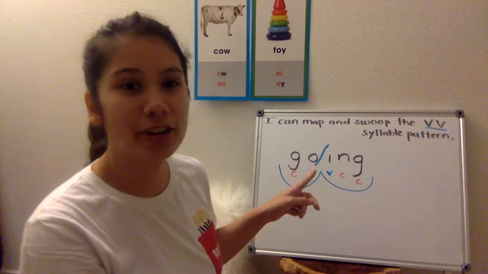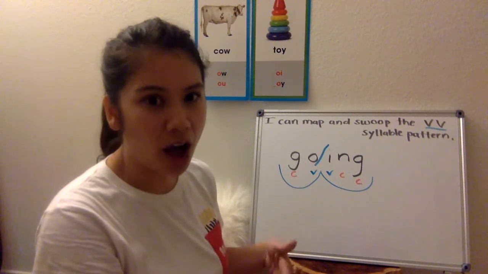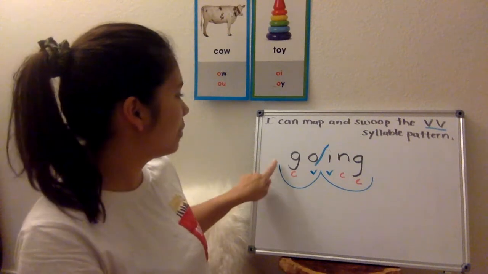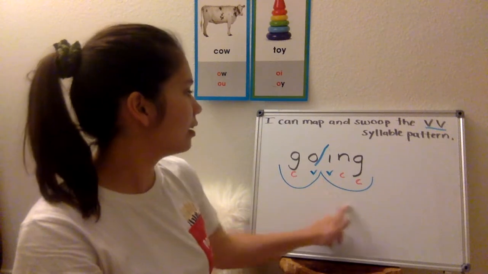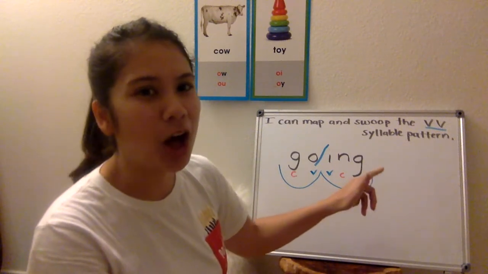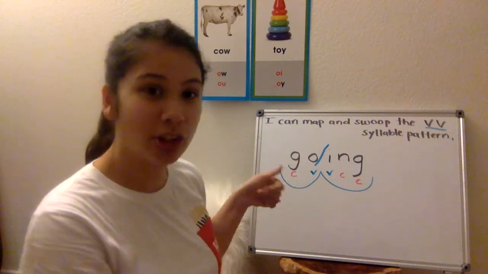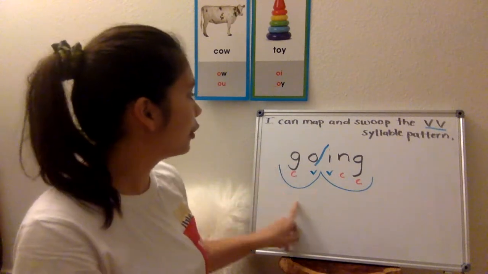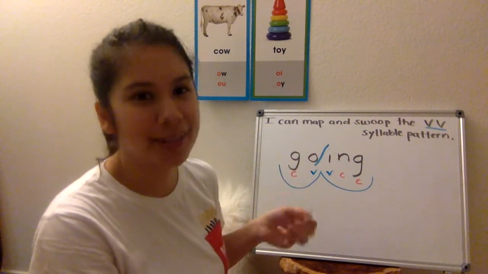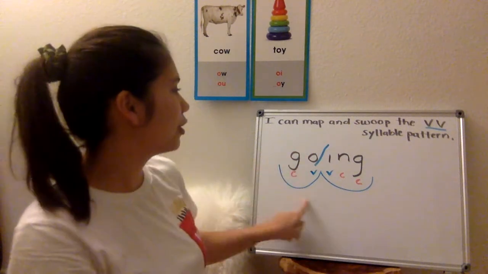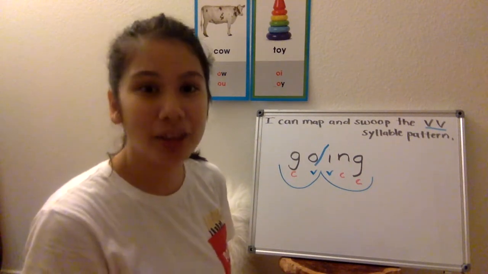Now, when I'm trying to read this word, I'm going to test out different sounds that I know go with this letter. So I know that the short O makes the ah sound, ah, octopus. So I'm going to try it with ah first. Ga-ing. Ga-ing is definitely not a word. So I'm going to try it again with the long sound. Go-ing. There we go. Going is definitely a word that I know of. Going. Now we just mapped and we swooped the word going.